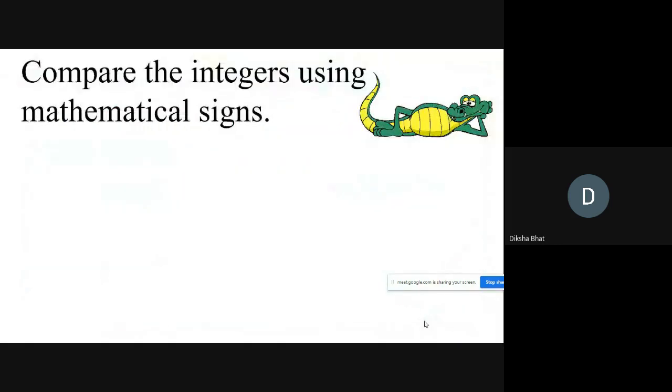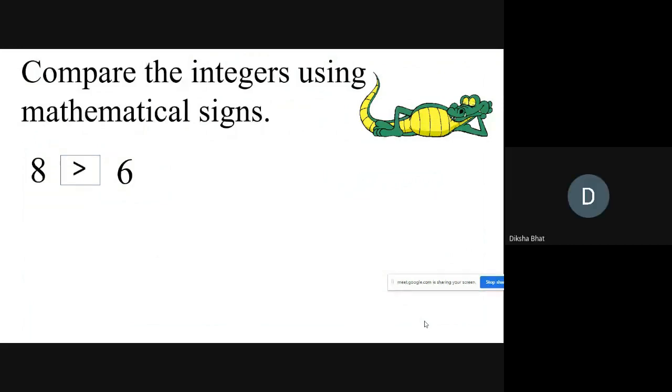In the previous classes, we had learnt about the mathematical signs. In order to remember, I had told you one trick. Alligator opens his mouth to eat a bigger number. Let's see if you remember. Which one is greater, 8 or 6? Which mathematical sign would you use? 8 is greater than 6.